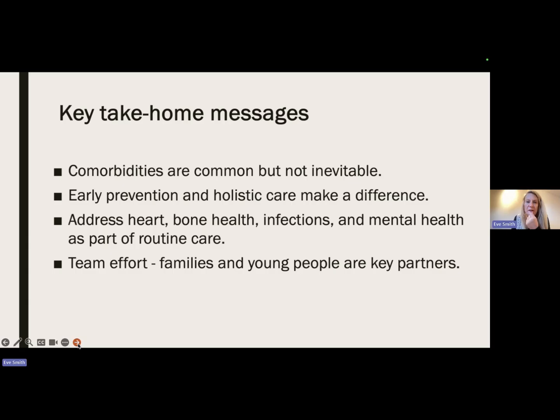So the key take-home messages are really that comorbidities are common, but they're not inevitable, and we can do things to influence the course of the disease. Prevention, and thinking about the disease beyond the joint or beyond the muscle or skin, is really important. It's important to think about the heart, bone health, infections and mental health as part of routine care rather than thinking of these as additional things. And impacting on this is really a team effort involving clinicians, families and young people, all as partners together.